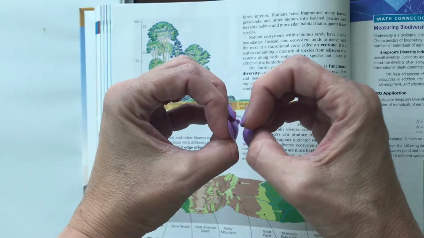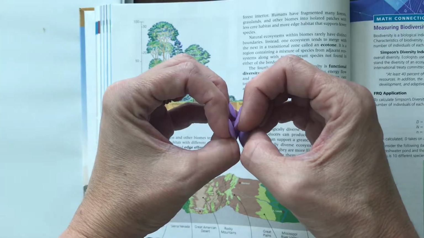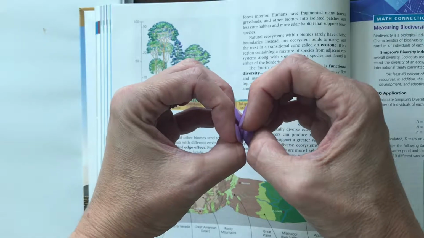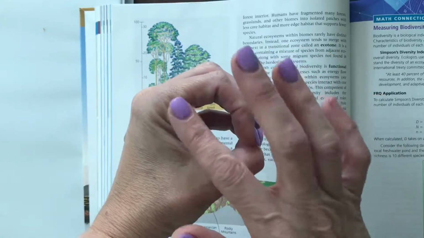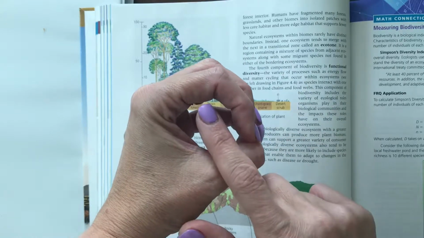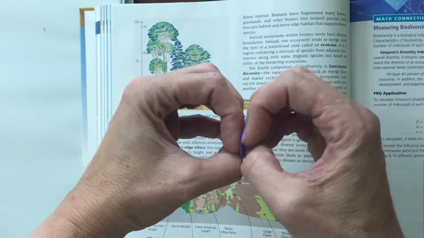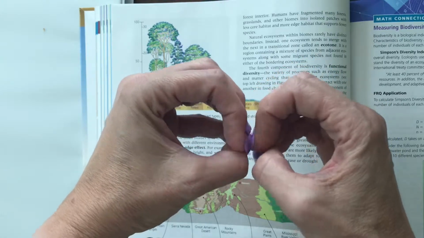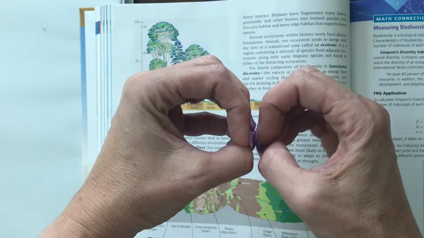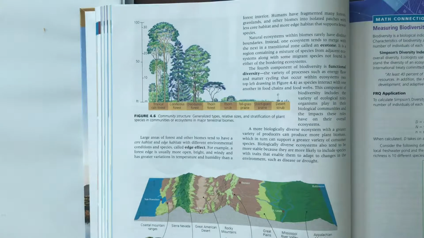In class, we have already discussed, hopefully, generalists and specialists. You have to think that specialists probably live in the core of an ecosystem where things aren't changing, while generalists do just fine out here in the edges where they've got different stuff going on. So you should be able to make those connections.